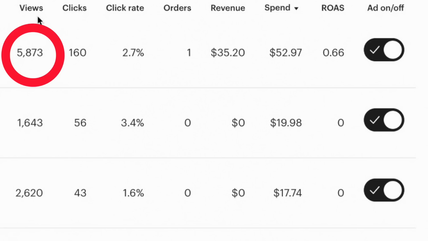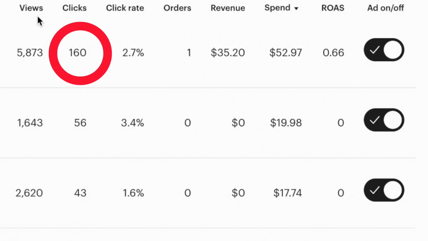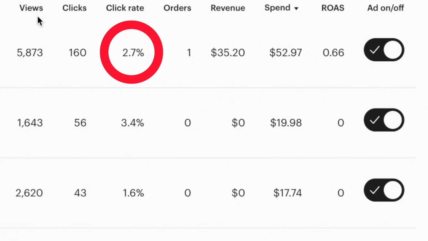That first item got 160 clicks out of that 5,873 people that saw it. 160 people clicked on it. The click rate is 2.7%, and that's calculated as the ratio between the number of views to the number of clicks. You're only charged for when someone clicks on it. So I was charged for those 160 clicks, but not the views.